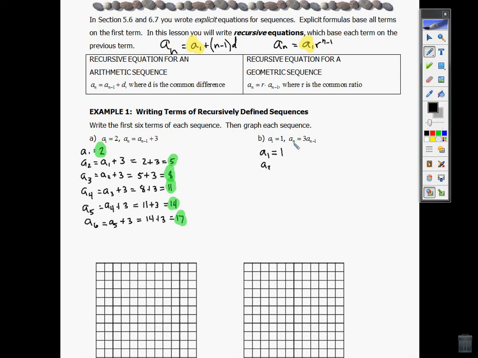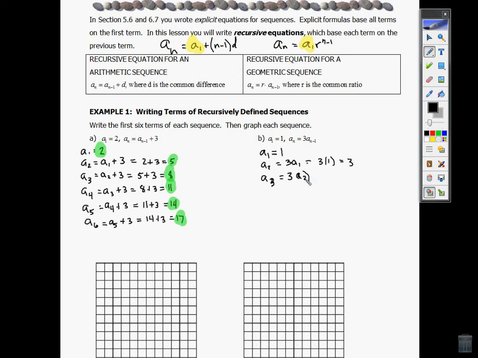Well, this tells me that if I want a sub 2, I have to do 3 times the previous term. In this case, if n was 2, then that's a sub 1. So this tells me that I need to do 3 times a sub 1, which equals 3 times 1, which equals 3. Now if I want a sub 3, then I need the previous term to multiply by, and I just found out that was a 3.